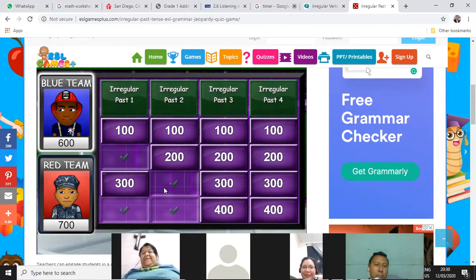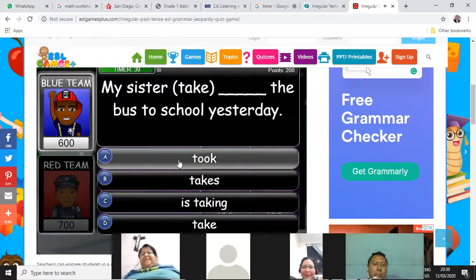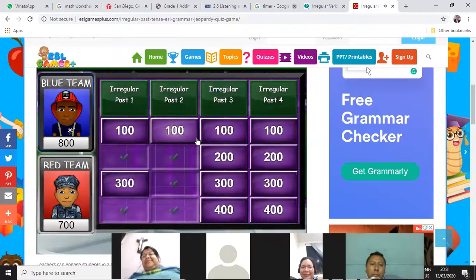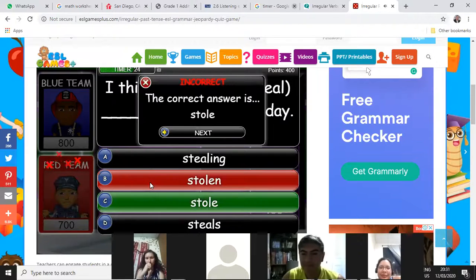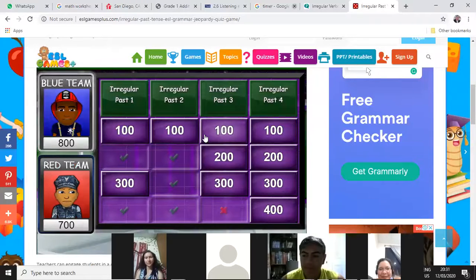Irregular past two, 200. Okay. My sister blank the bus to school yesterday. Yeah, sería literal. A, B, C, D. Which one? A. Good, good. Okay, Carla, your turn. Team number two. Irregular past three, 400. Okay. I think I know who blanked my money yesterday. B. Yes. Stolen es el tercer tiempo del verbo que se llama el past participle.